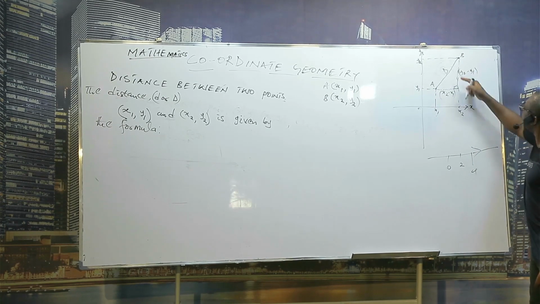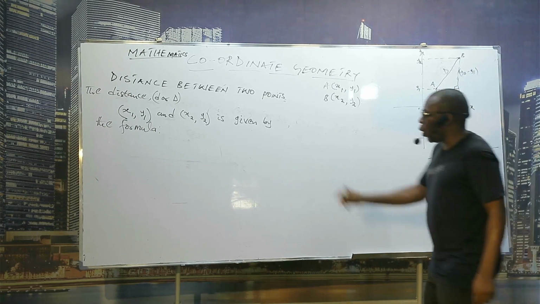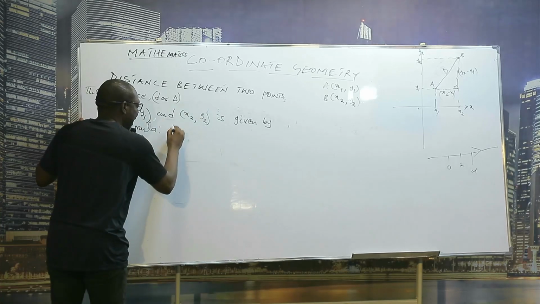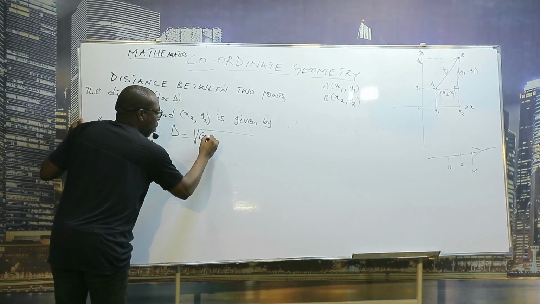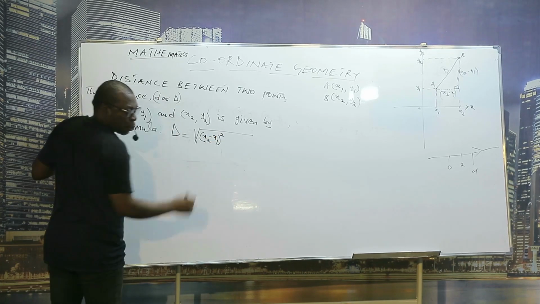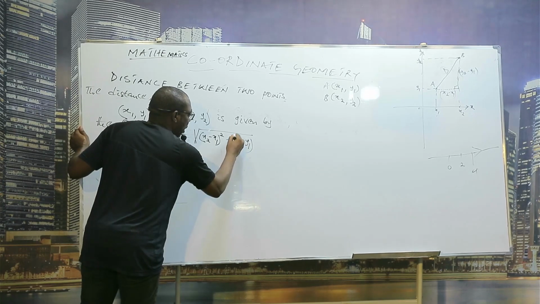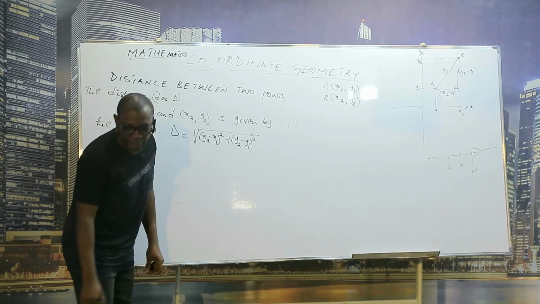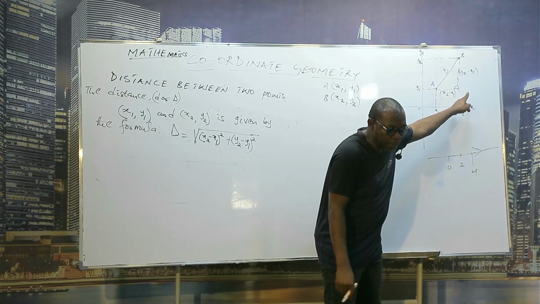We are looking for distance. What do you use now? Pythagorean. So it's given by the formula D equals the square root of (x2 minus x1) squared plus (y2 minus y1) squared. Are you with me? No JAM question will tell you to prove this.